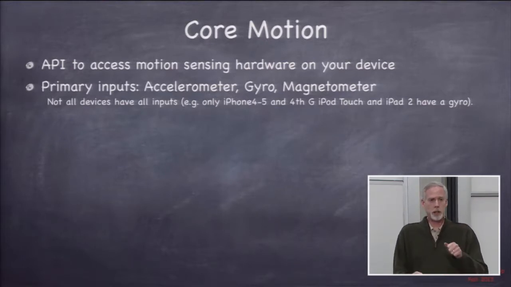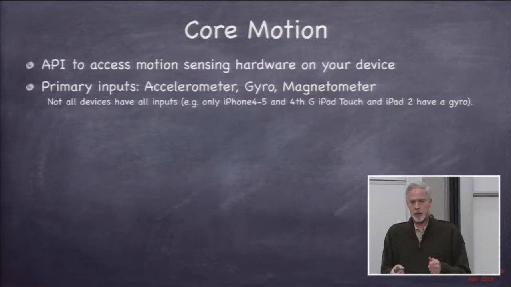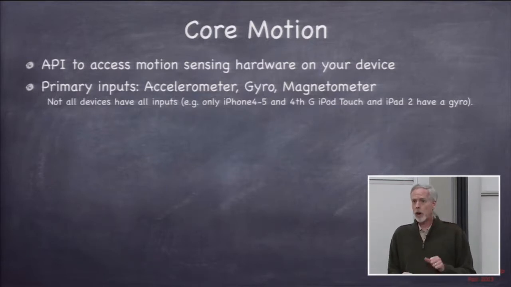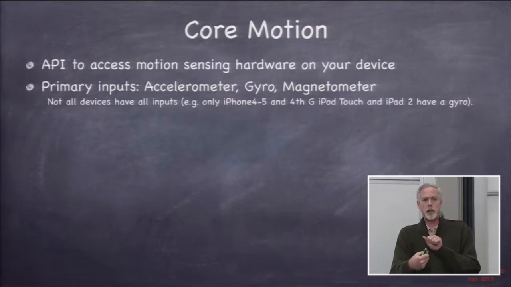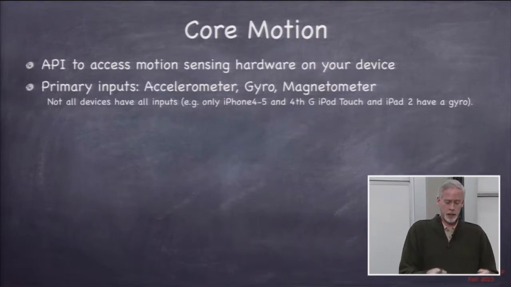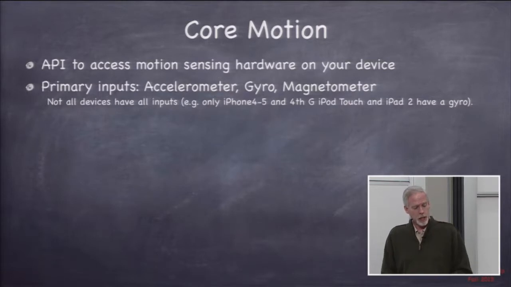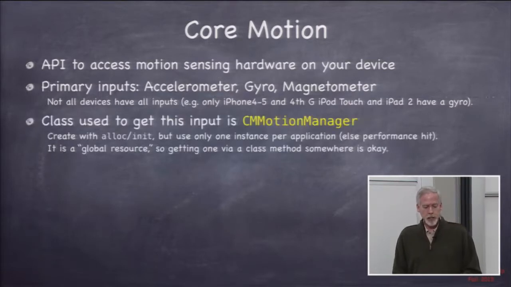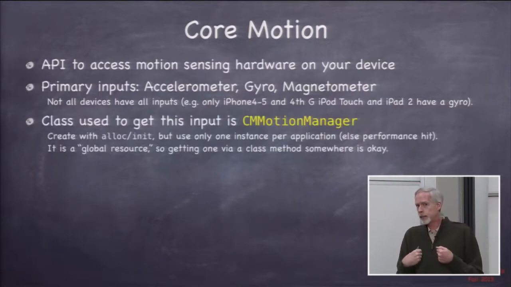But the primary inputs to the motion of your device are the accelerometer, which is just telling you the acceleration of your device in X, Y, and Z. A gyro, which is letting the device know when it's being rotated, which is an important thing for it to know. And magnetometer, which is telling it where is true north, okay? Really it knows where magnetic north is, but if it knows your GPS location, then it knows where true north is as well.